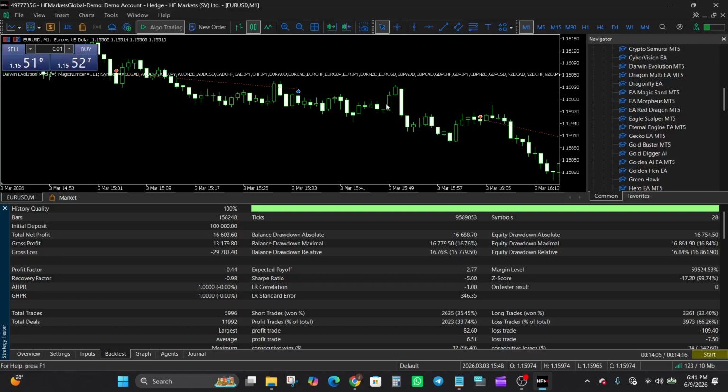Overall, the Darwin Evolution EA presents itself as a long-term multi-pair trading system with heavy emphasis on risk management and adaptive trade control, rather than short-term scalping or high-frequency execution.